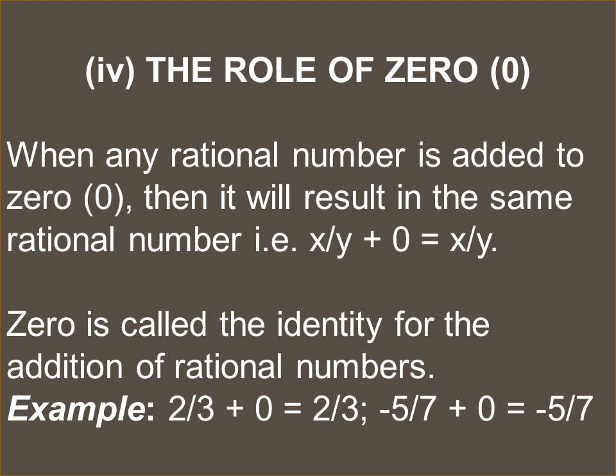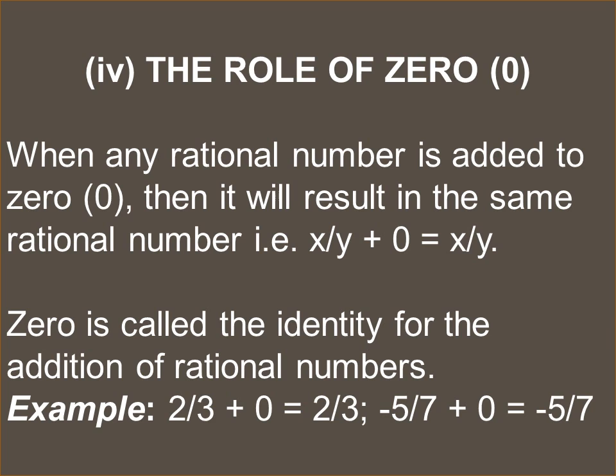Next is the role of 0. See, when any rational number is added to 0, then it will result in the same rational number. That is, x by y plus 0 is x by y only. 0 is called the identity for addition of rational numbers. For example, if you take any rational number like 2 by 3 plus 0, the result is 2 by 3 only. And if we take minus 5 by 7 plus 0, the result is minus 5 by 7.